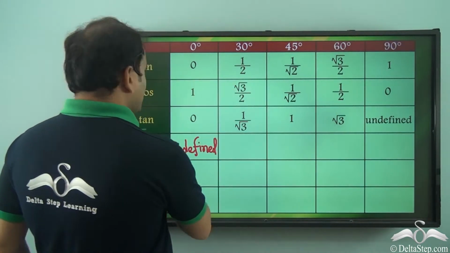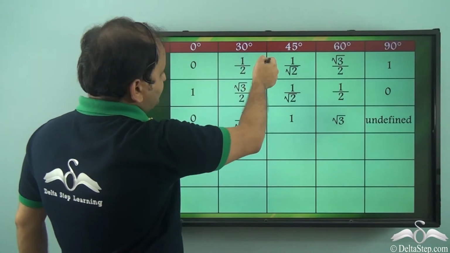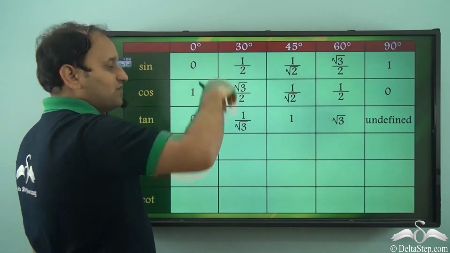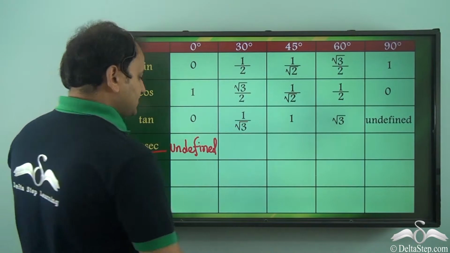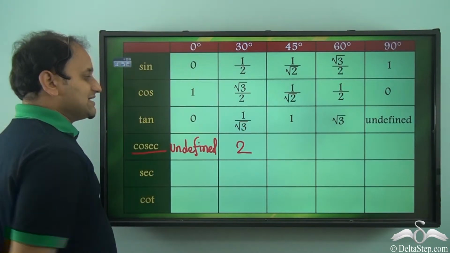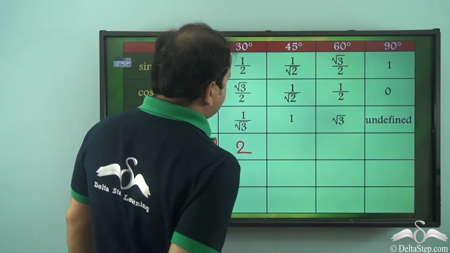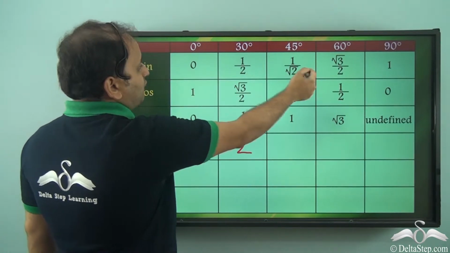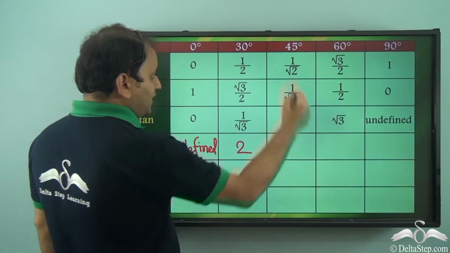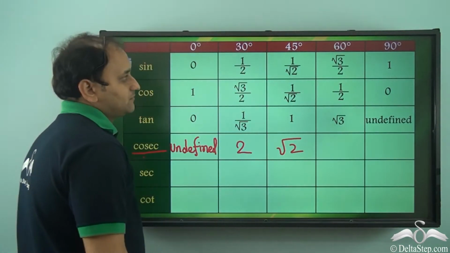Next we have cosec 30 degrees. Now it is inverse of sine. Now sine 30 degrees is 1 by 2. So the inverse of 1 by 2 is 2, right? So cosec 30 degrees is 2. Next, let's come to cosec 45 degrees. Again, sine 45 degrees is 1 by root 2. So cosec will be root 2 by 1 or simply root 2.